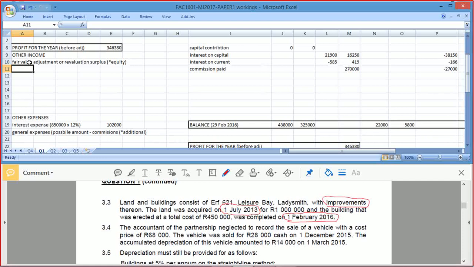No, because it's dealing with assets. Be careful though. What happened here? There was accumulated depreciation because the partnership. So I might have to deal with the statement of changes in equity. There's a sale here. No, nothing to do with the statement of changes in equity.